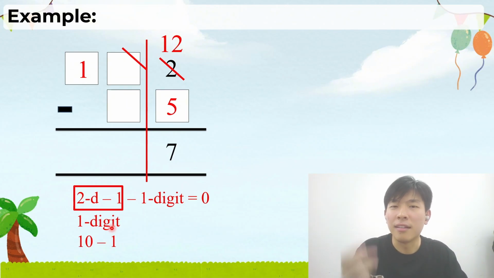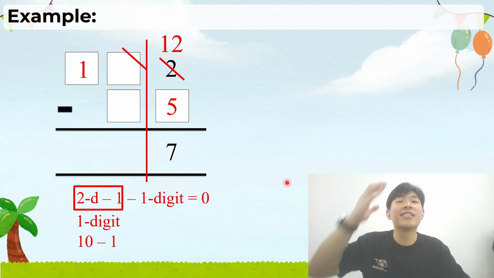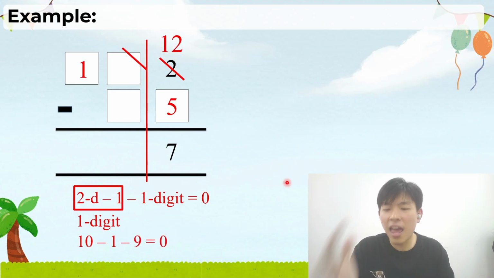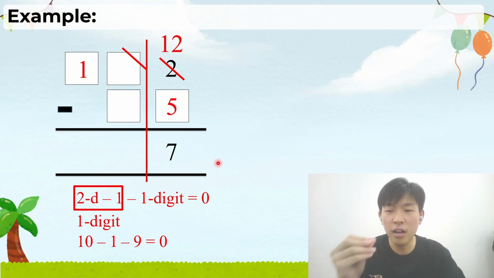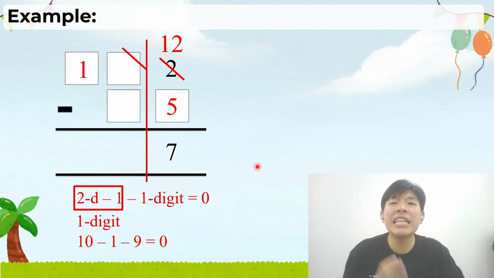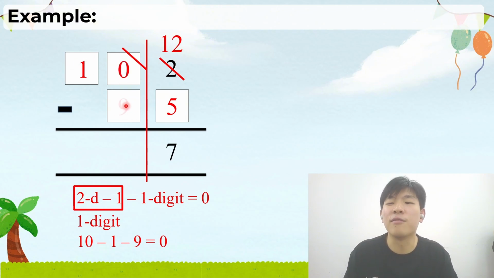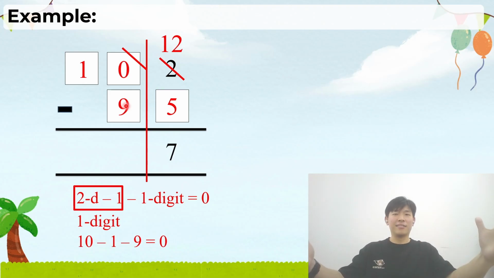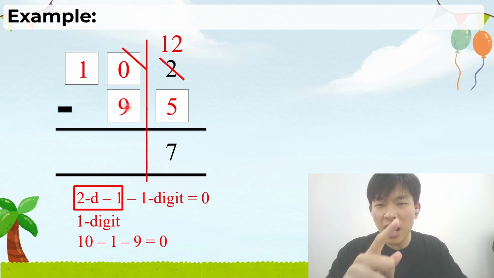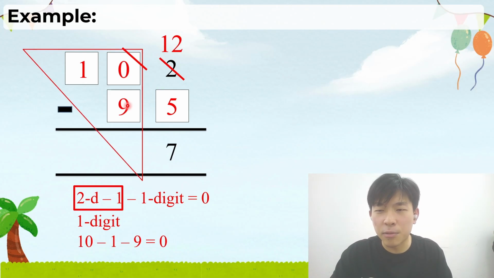10 minus 1 is what? 9. So what minus 9 will become 0? Yes, 9 has to minus 9. So minus 9 and we will get 0. So here we know that this two-digit number is 10 and this one-digit number is 9. So what should we put here? This is 1, this will be 0. This whole thing should be 10, so this will be 0. And here will be 9. Very good. Done.